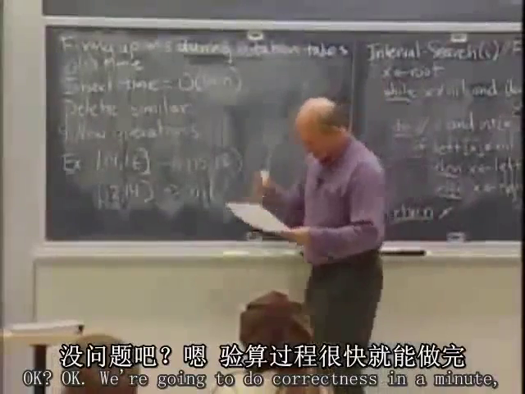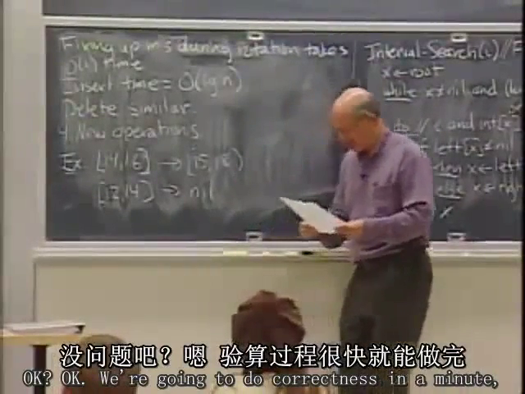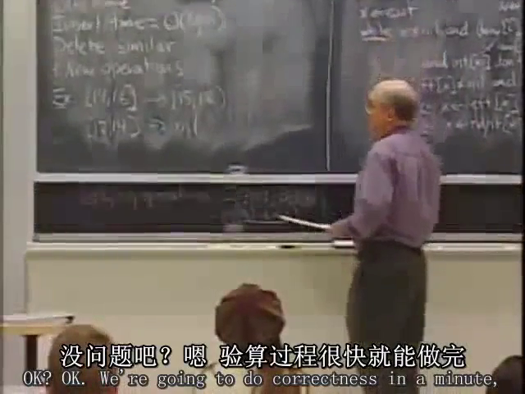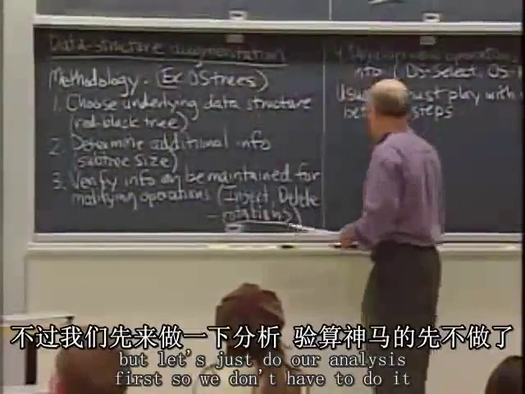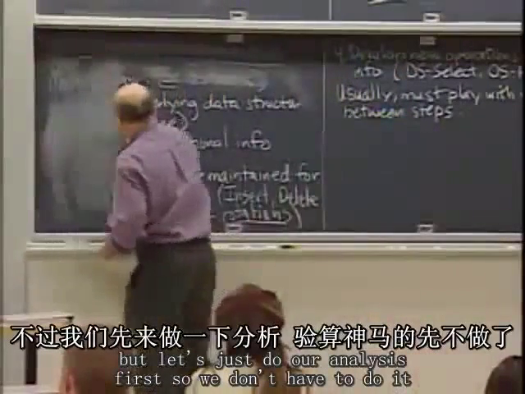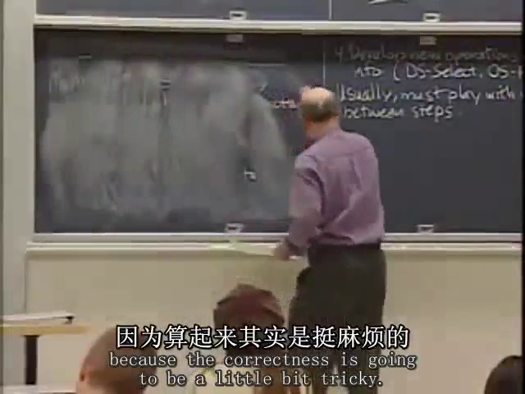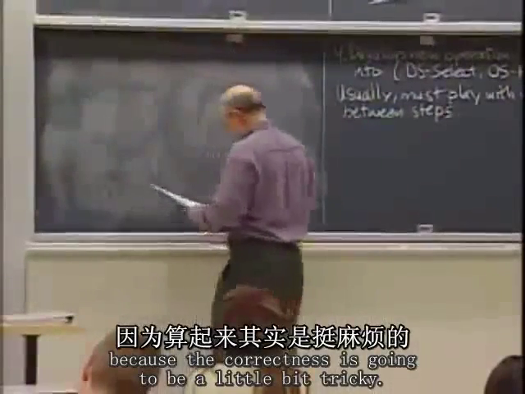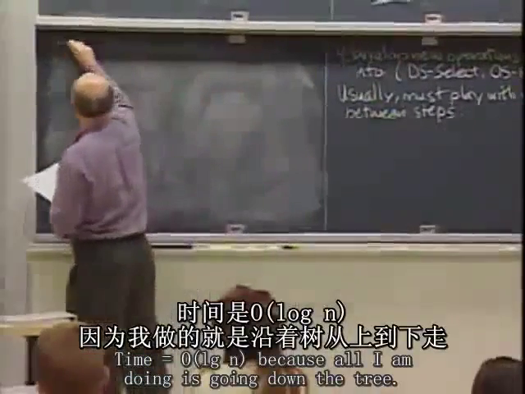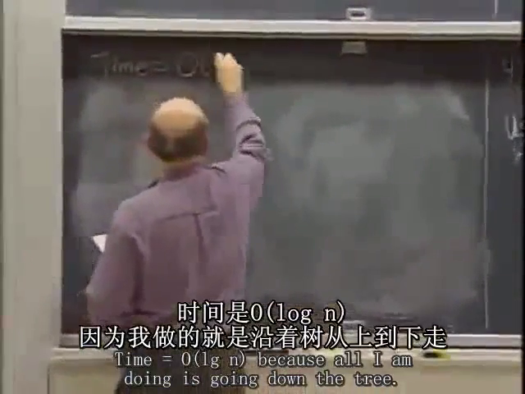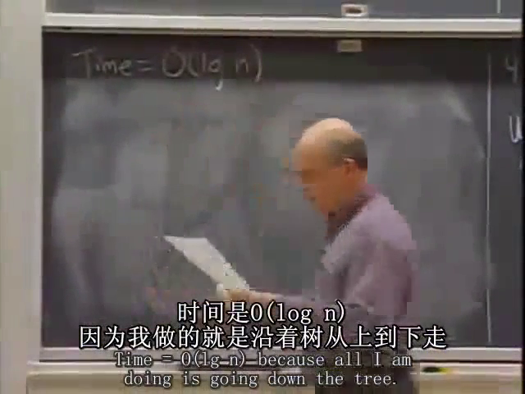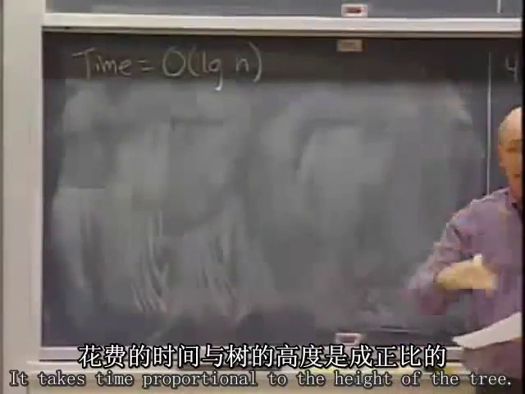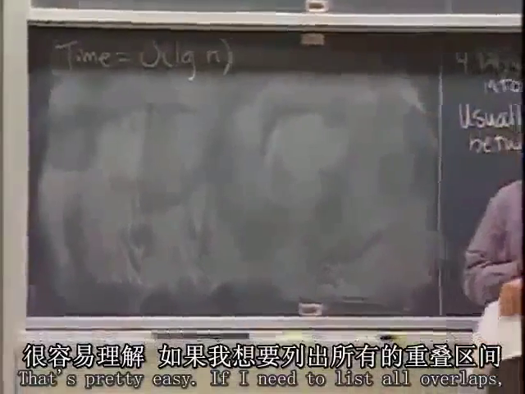So it always works. We're going to do correctness in a minute, but let's do our analysis first, because the correctness is going to be a little bit tricky. The time is order log n, because all I'm doing is going down the tree. So it takes time proportional to the height of the tree. That's pretty easy.